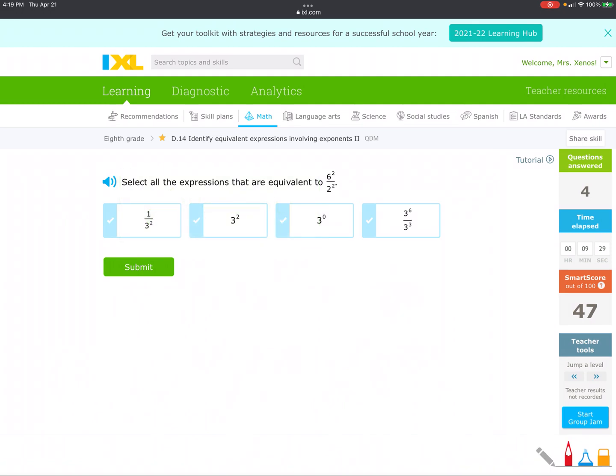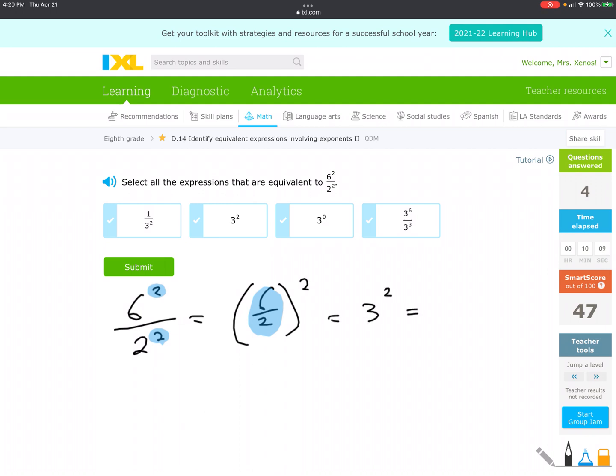This one works the same way as the multiplication problems. I have a fraction, 6 squared over 2 squared. Okay, they have the same exponent. So that means I can rewrite this as 6 over 2, squared. This only works because they have the same exponent. And then I can just do the division on the inside. 6 divided by 2 will give me 3 squared, which is 9.